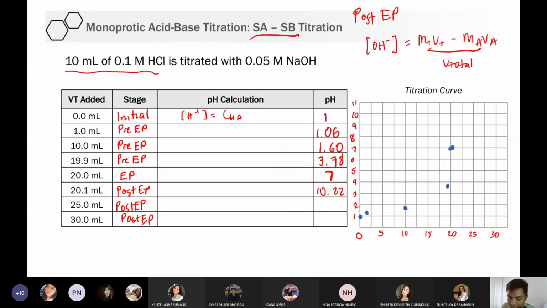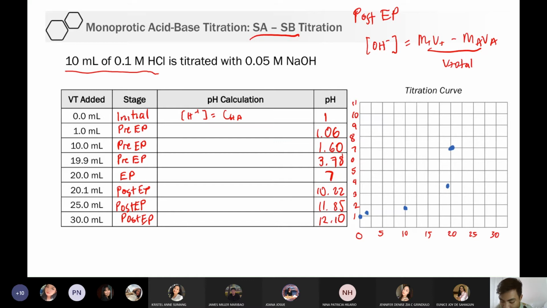Huwag kayo magpanic pag naunahan ko na kayo. Siyempre, alam ko na paano sagutan to. Pero kayo, hintayin nyo na lang kung tama yung sagot nyo. So, 25 ml, that's 11.85. And at 30 ml, 12.10. Please check if you arrive with the same result. Okay lang kahit malapit. Nag-round off ako eh.